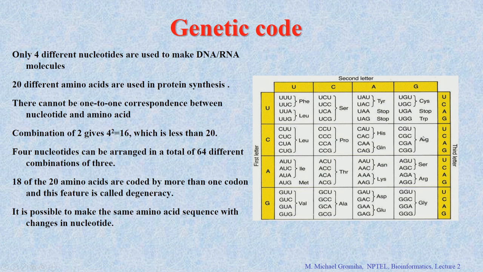So, what is a stop codon? You can see here, this is a stop codon, UGA. Also tryptophan is coded by only one codon, UGG. So, this is also one of the reasons why tryptophan occurs very rarely in protein sequences. So, 18 of the 20 amino acids are coded with more than one codon, and this is called the degenerate system.